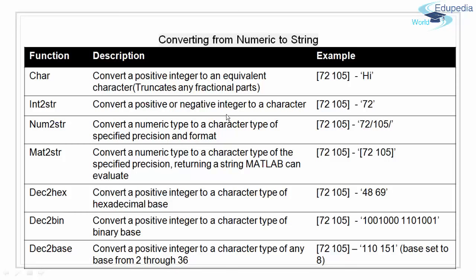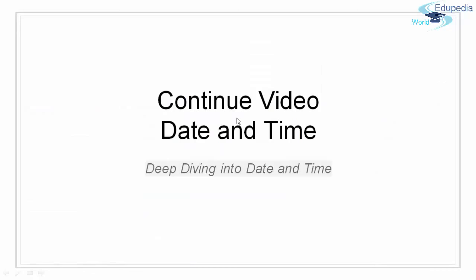Then we have num2str that converts a numeric type to a character type of specified precision and format. Then we have mat2str. This converts a numeric type to a character type of the specified precision, returning a string MATLAB can evaluate. Then we have dec2hex that converts a positive integer to a character type of hexadecimal base. Then we have dec2bin that converts a positive integer to a character type of binary base. Then we have dec2base that converts a positive integer to a character type of any base from 2 to 36. This concludes our video here on characters and strings.